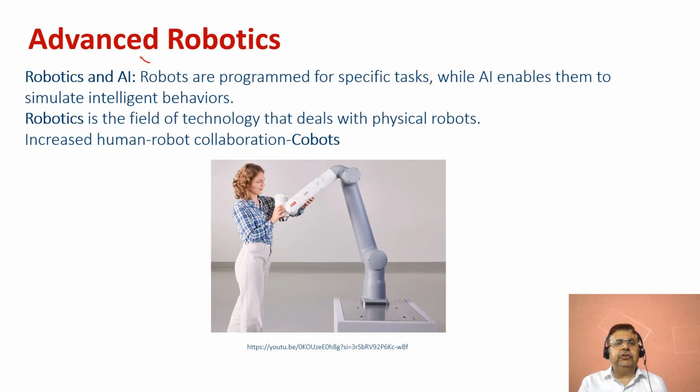So advanced robotics. Now in advanced robotics, we have cobots. Now these are collaborative robots. They work safely alongside humans in a factory. Now they are also AI enabled. So what happens? Robots make use of vision and speech, and they learn from all this.